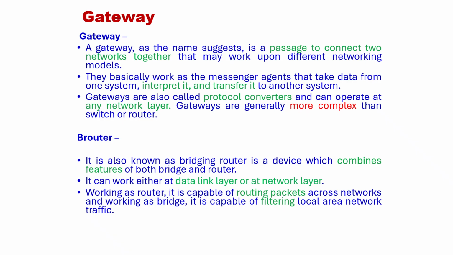Next, we are going to see the next device, which is called a brouter. It is also known as a bridging router. It is basically a device which combines features of both a bridge and a router together. It can work either at the data link or at the network layer. Working as a router, it is capable of routing packets across networks, and working as a bridge, it is capable of filtering local area traffic.